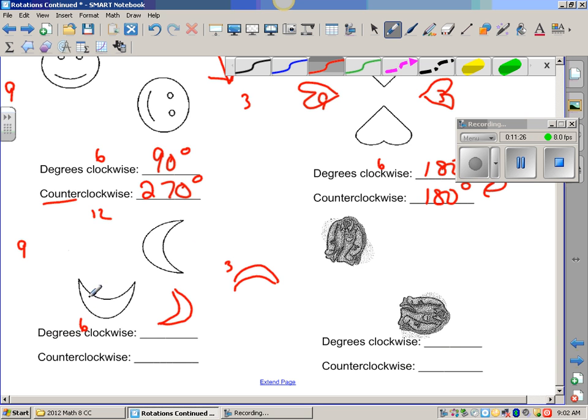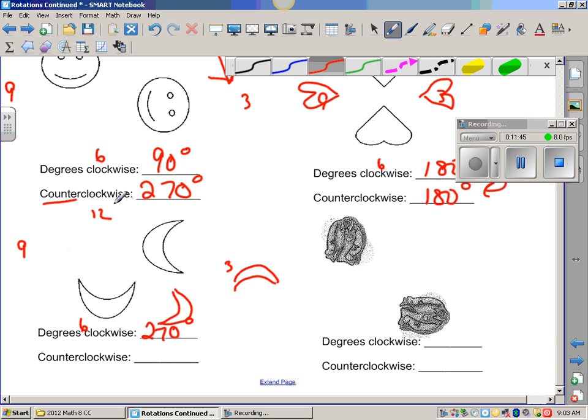180. But it's kind of facing up. The curved part is facing up, so that has to be 270. If you turn your page, you'll be able to see it. 270 means turning it 3 times. Twist your page 3 times, and you'll see that this kind of moon shape ends up looking like that. So that's definitely 270 clockwise.